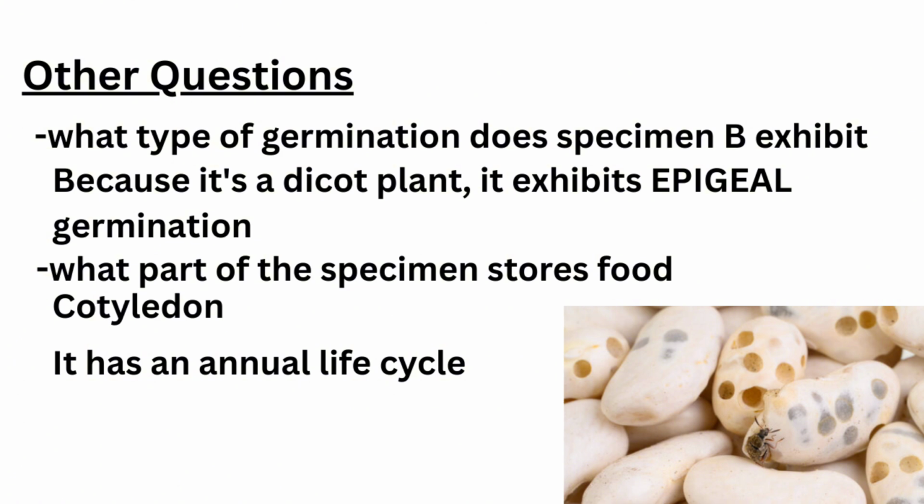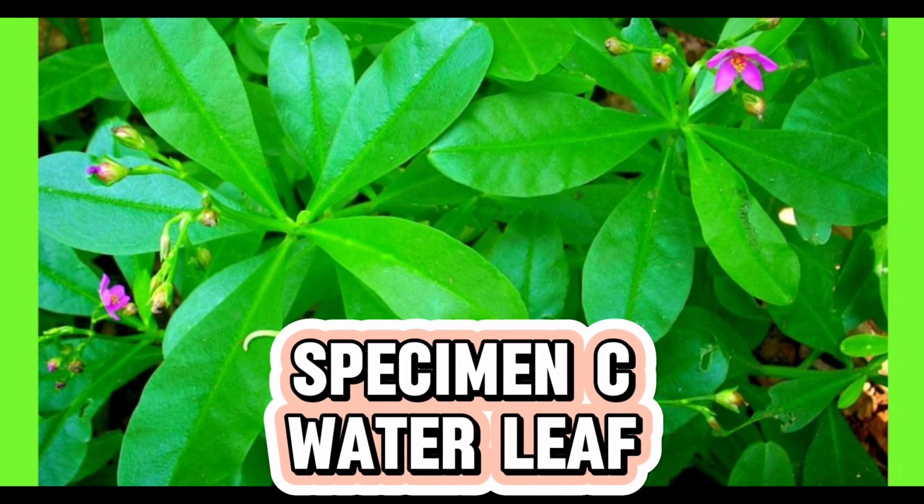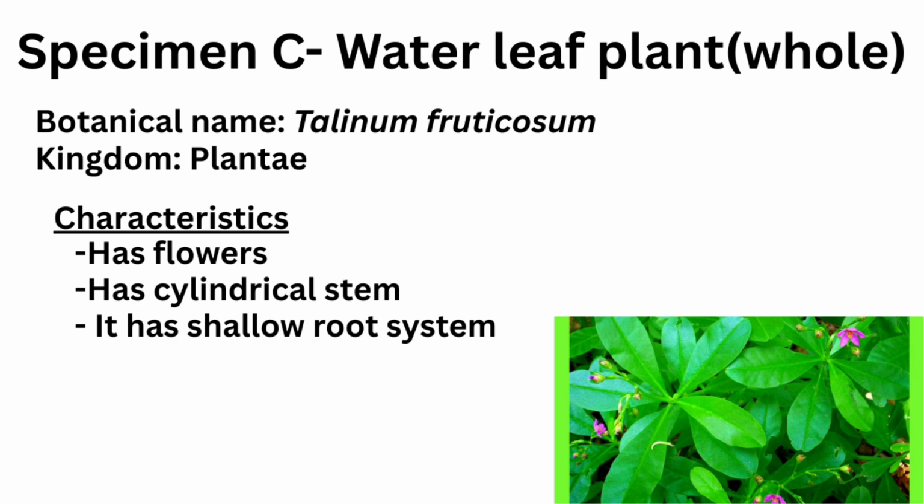You should also know that it has an annual life cycle. That means it completes its life cycle in one planting season. Okay, so those are the questions you should expect from this specimen. So specimen C is water leaf. So what are the questions we should expect?